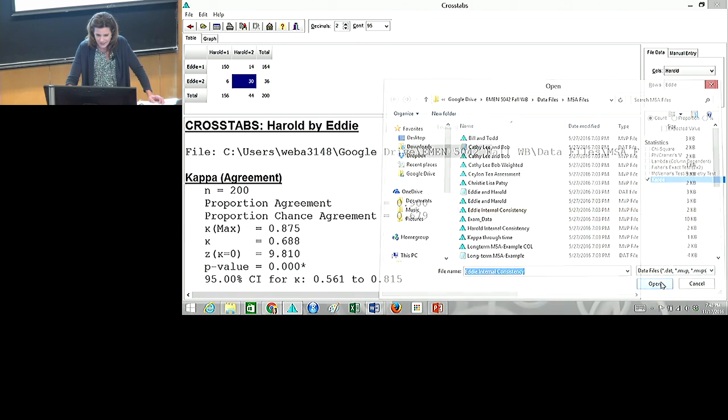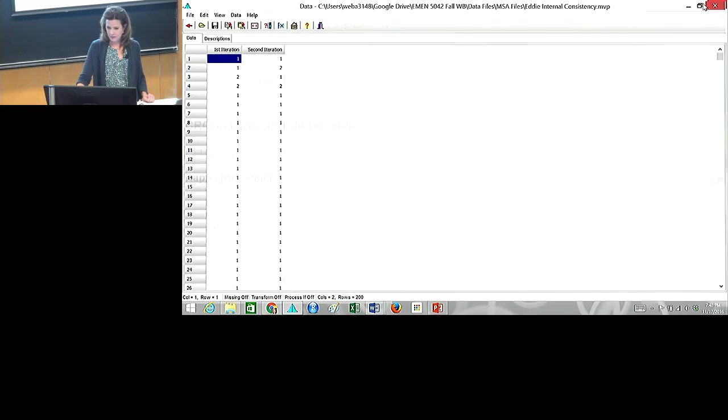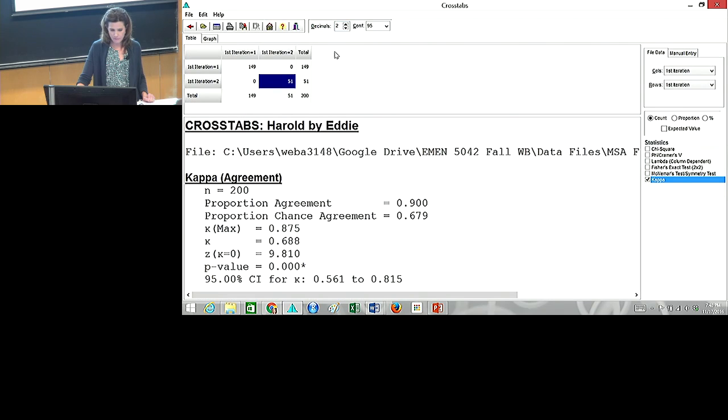I'm going to pull up Eddie, and you'll see here's Eddie, first iteration and second iteration. And I will go ahead and pull that up. Let me give you a minute to download it. Why don't I do that?